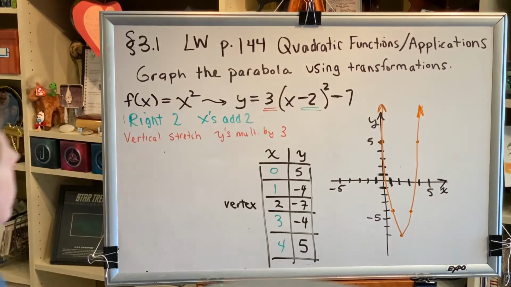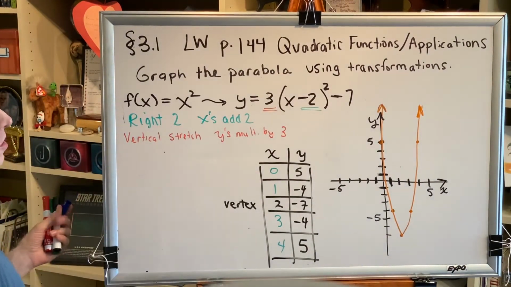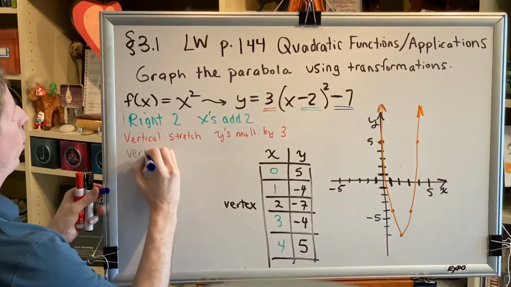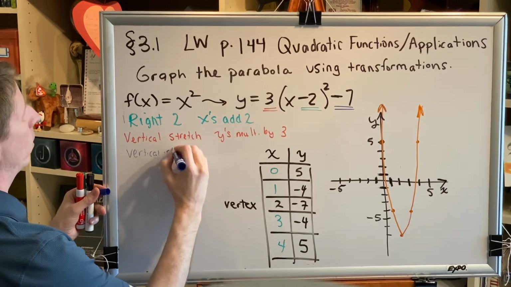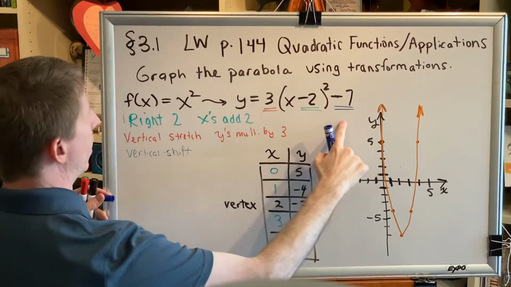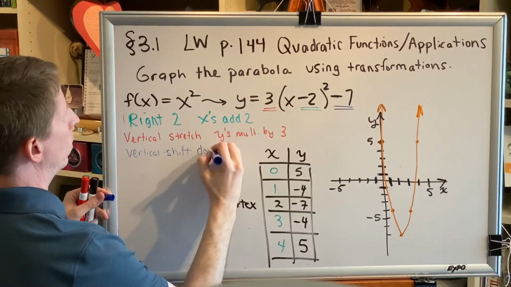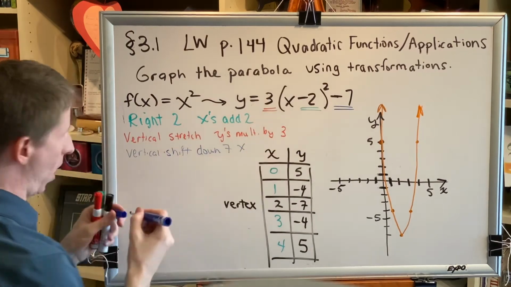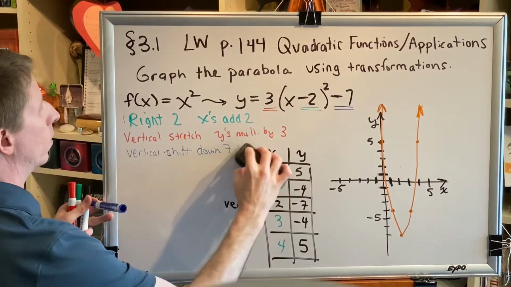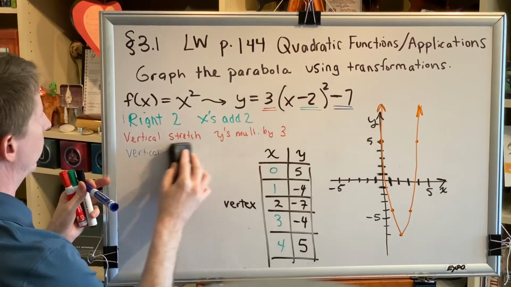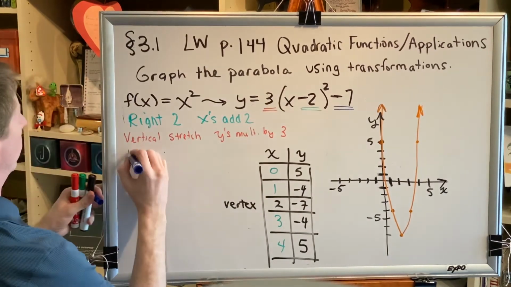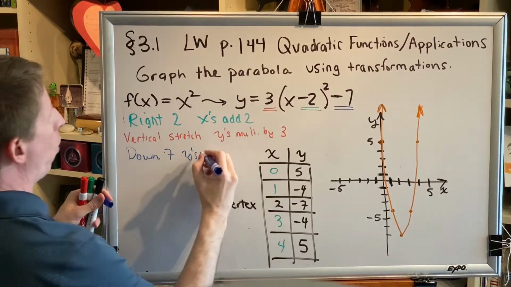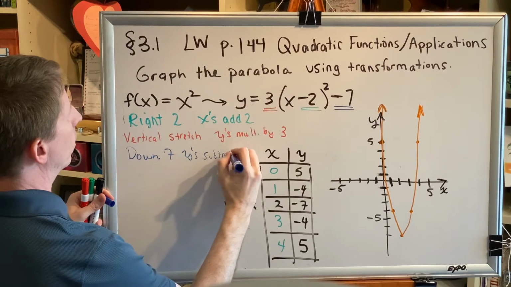There are no reflections in this problem, so then we look for the fourth thing, which is vertical shifting, which is represented by this subtract 7. Vertical shifting. This represents down 7. So the y's are going to be affected. And if you're going down 7, the y's are going to subtract 7.